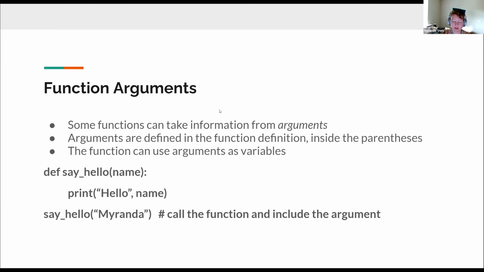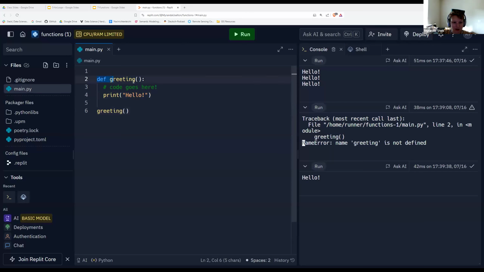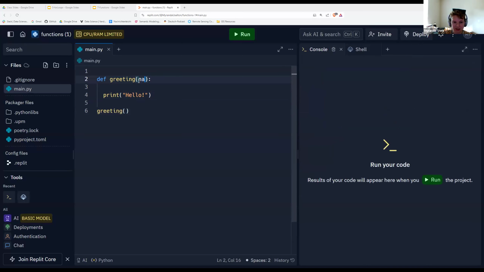Let's look at an example in Replit. So in this example, we're calling it greeting. Right here, it's just printing hello. But let's say we want the user, or the coder, to be able to specify a name to say hello to. So in this case, we can give it name. And all this is doing is saying this function will be given this variable, and then when we call the function, whatever we put inside of the parentheses is going to be assigned to this variable.